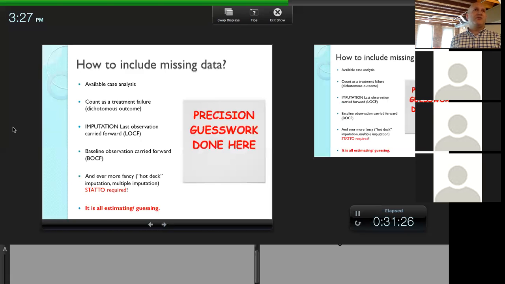But you can't assume that the dropouts are random. If you have a little bit of dropout, you're always going to have a little bit of dropout. If you see a big trial with no dropout, you should be worried about it. So you're always going to have some.